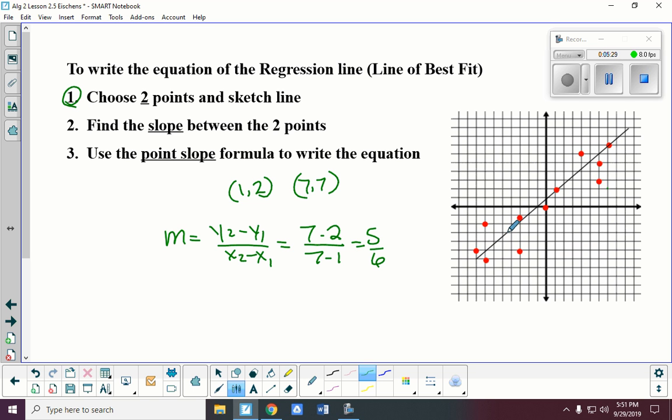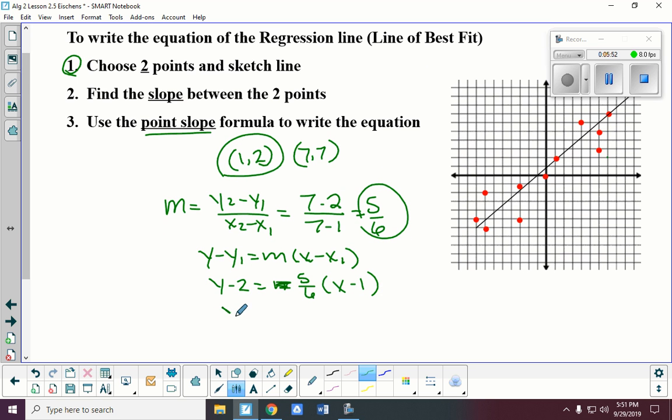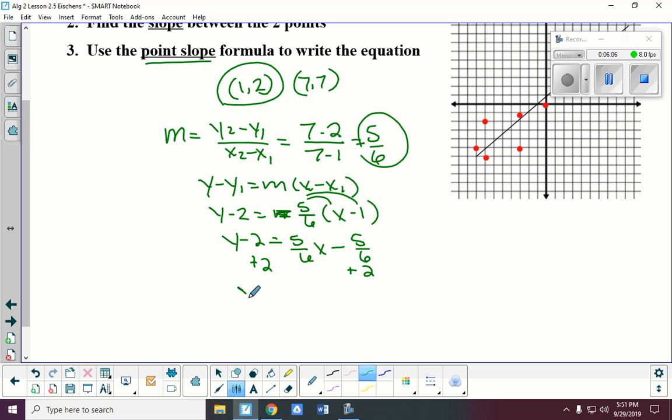Next, we're going to use the point slope formula. So that's y minus y sub 1 equals m times x minus x sub 1 to write the equation. And we'll just choose one of the points, and we will use our slope. So y minus 2 equals m, which is 5/6, times x minus 1. And we will simplify that. And these often tend to be a little bit messy. And remember, we have to distribute the 5/6 through. And then now we add 2 to both sides. So your final equation is y equals 5/6x.